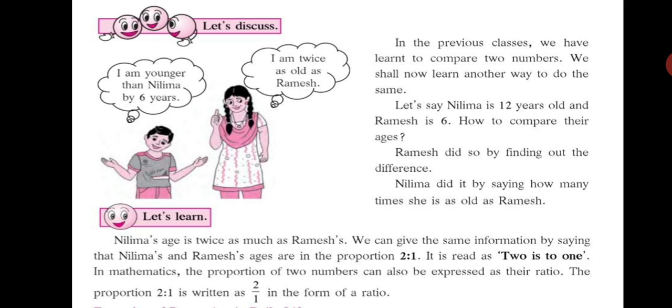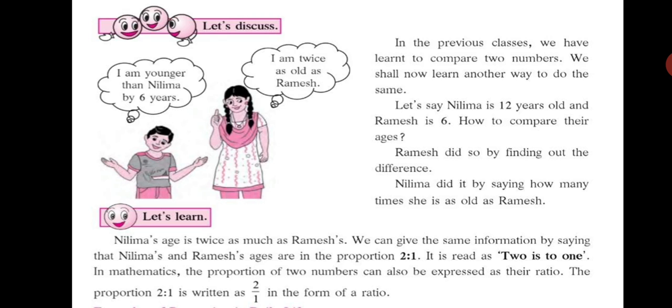Now, it's been told here that Ramesh is 6 and Nilima is twice, means we do 6 twos are 12 and we come to know. But what if we want to compare the ratio? Ramesh did so by finding out the difference. Nilima did it by saying how many times she is as old as Ramesh. Let's learn. Nilima's age is twice as much as Ramesh. We can give the same information by saying that Nilima's and Ramesh's ages are in the proportion 2:1.